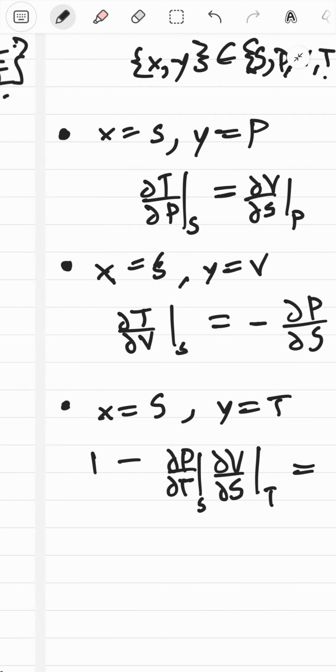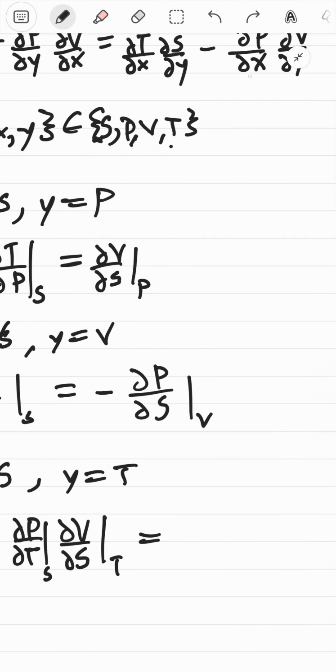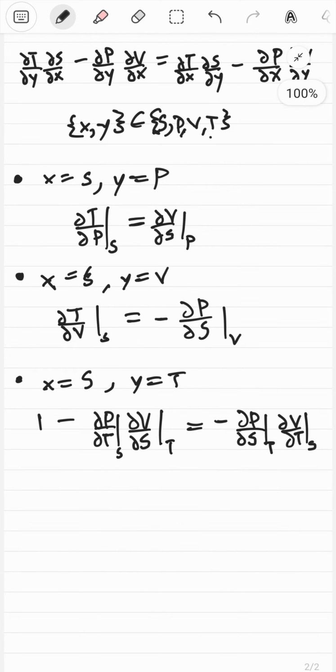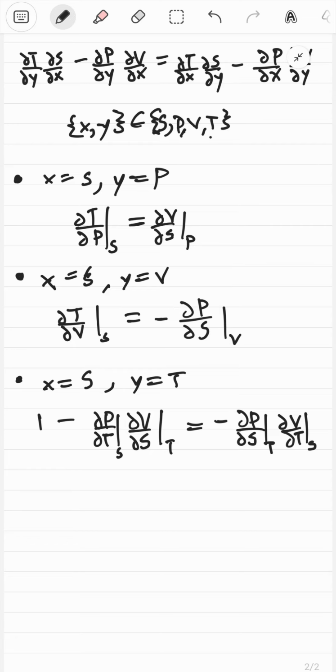So partial by partial x is now, okay, this term is gone because it's already having a 0. And then this stuff, so negative partial p by partial s at constant temperature, partial v by partial t at constant entropy. Okay, amazing. That's negative and that's negative over there. I think that's okay. Fine. So that's another equation that we have.